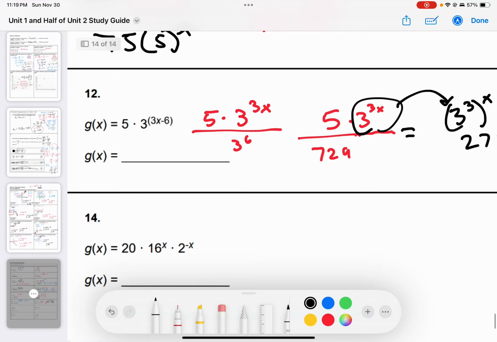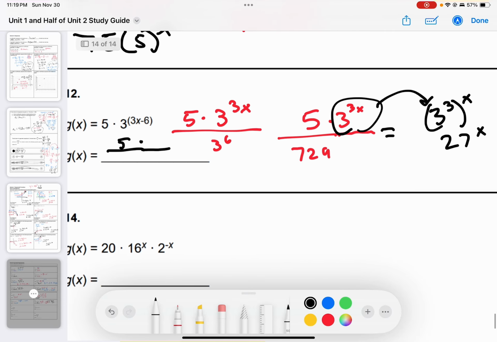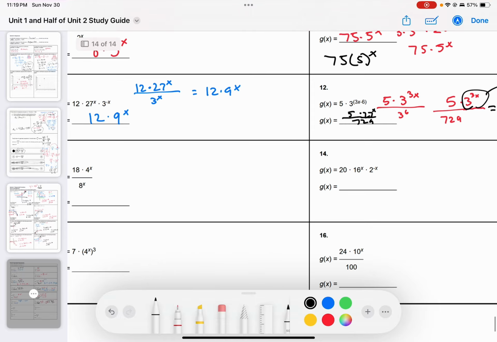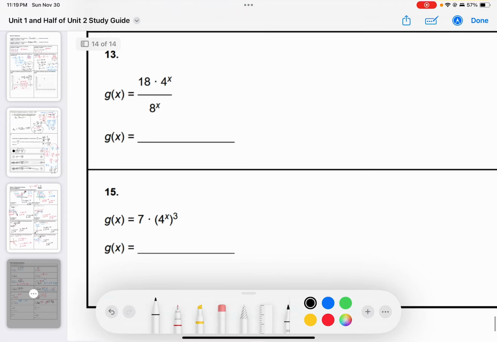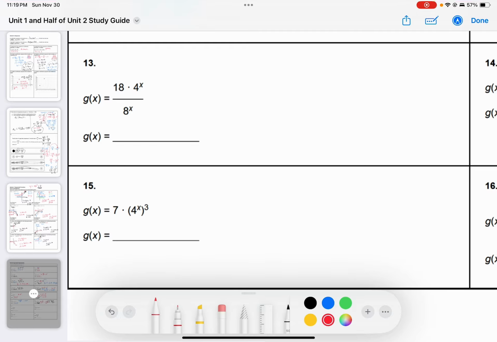3 to the third is 27, so this is 27 to the x. So this can be rewritten as 5 times 27 to the x divided by 729. All right, I might end up telling you guys not to do these last ones if you don't need to study. Feels like a little overkill, but nothing like getting really good at something.